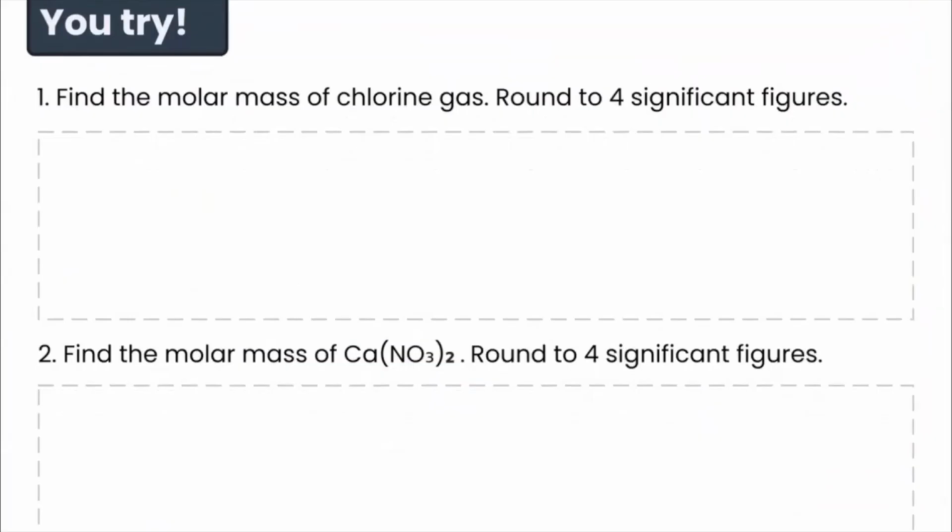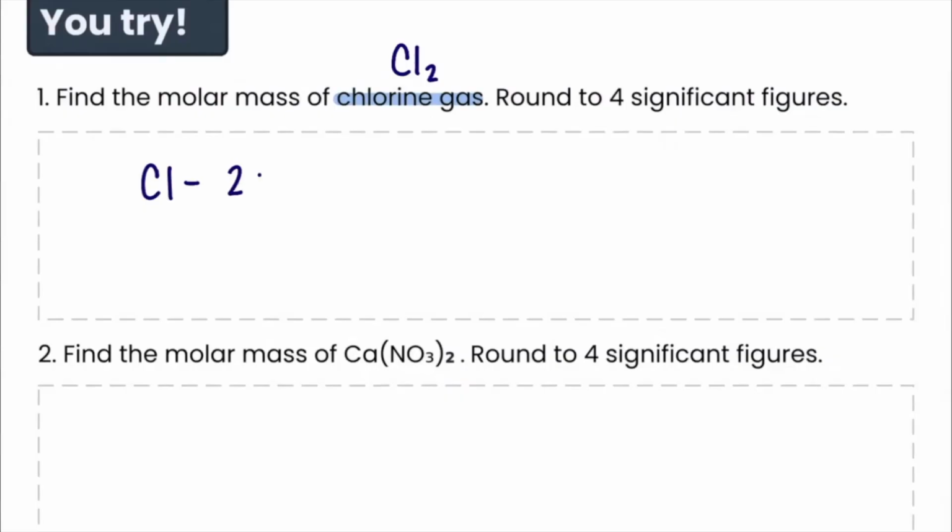The first question reads, find the molar mass of chlorine gas, rounding to 4 significant figures. So this is a trick. Remember your 7 diatomic elements. Have no fear of ice-cold beverages. Chlorine gas likes to exist as a diatomic. So you have to write Cl2, where the subscript 2 tells you that there's 2 chlorines naturally bound together.